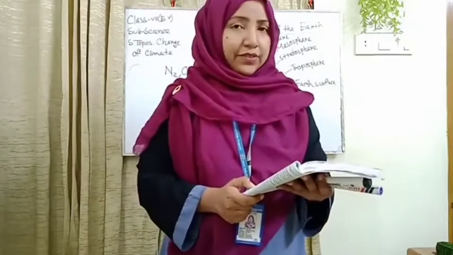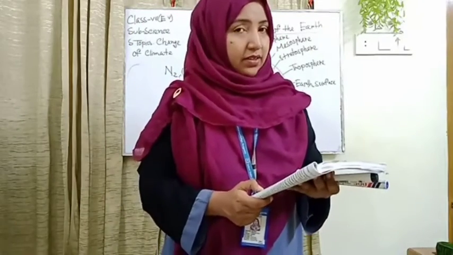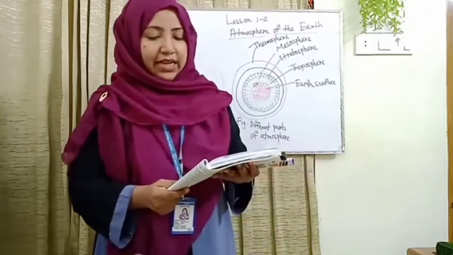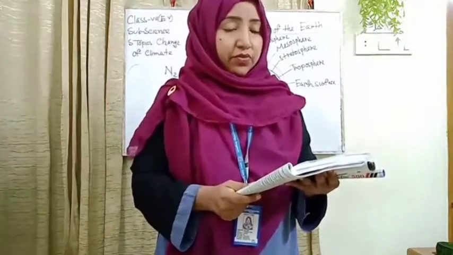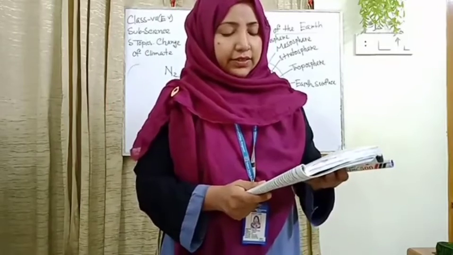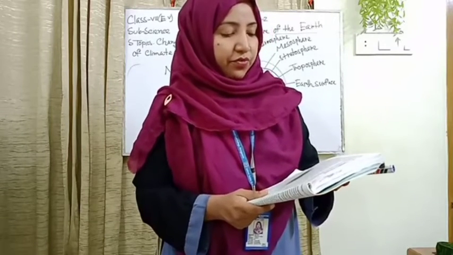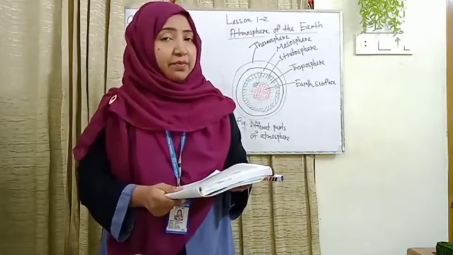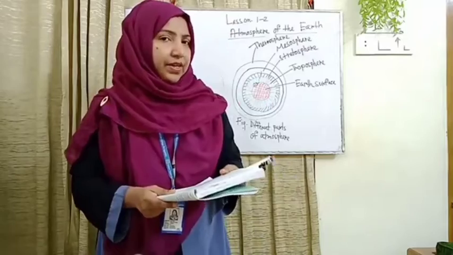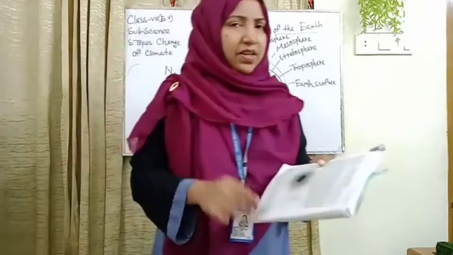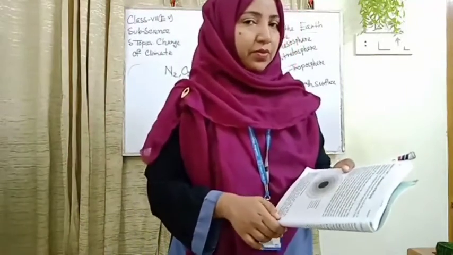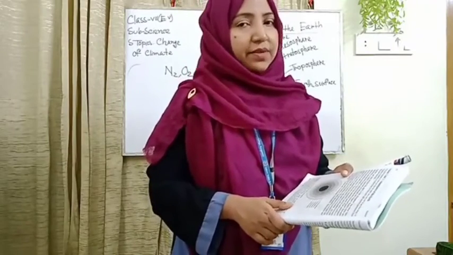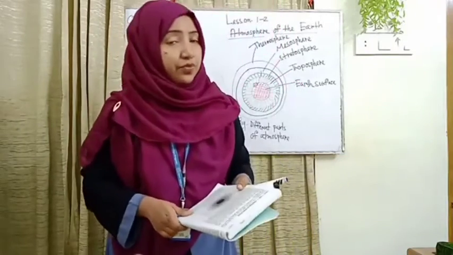If you want to ascend to the peak of a mountain, you will have to carry oxygen with you for breathing. And the atmosphere extends to a few hundred kilometers from the Earth's surface. Earth's atmosphere is divided into a few layers. The first four layers are the troposphere, stratosphere, mesosphere and the thermosphere. Here I will also explain briefly the types of the troposphere, stratosphere, mesosphere and thermosphere.